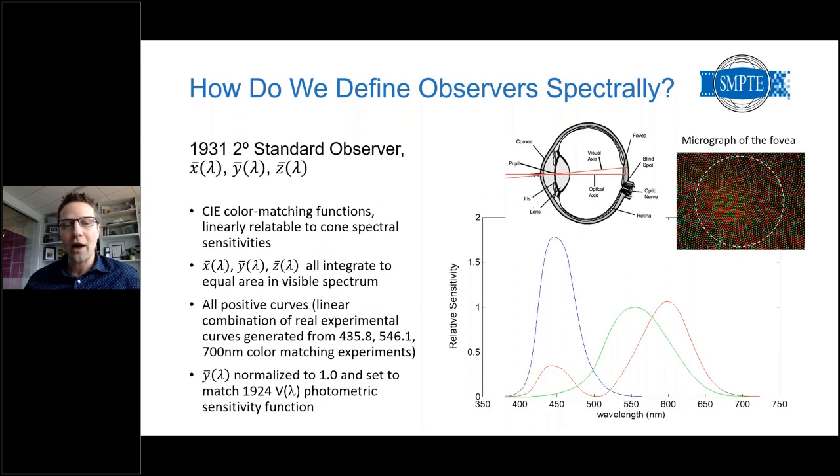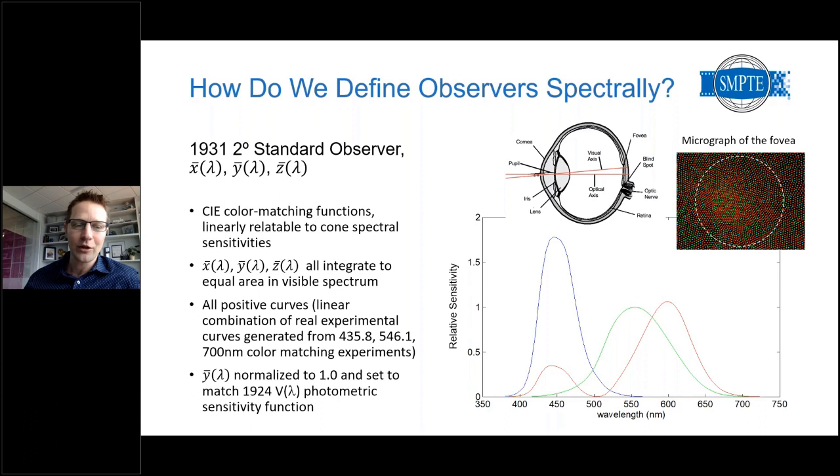They also have a Y lambda curve, as it's called, or the Y bar curve, the middle one, the green colored one, that has been changed to match exactly the 1924 photometric sensitivity function. Now that's an important function. That's a little bit different from color matching functions. That one is meant to communicate wavelength by wavelength which colors of the spectrum appear brightest to our vision.